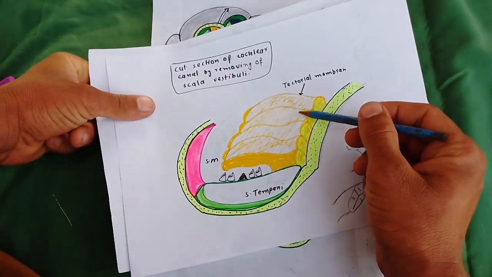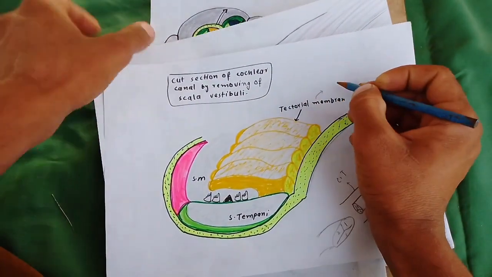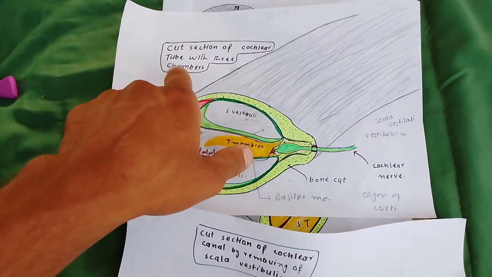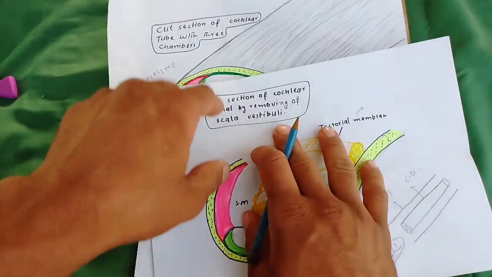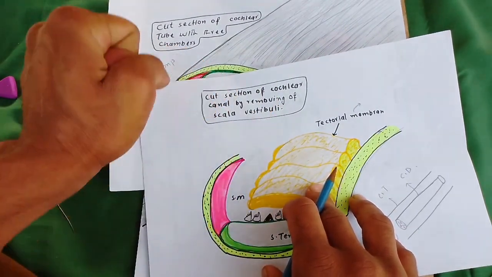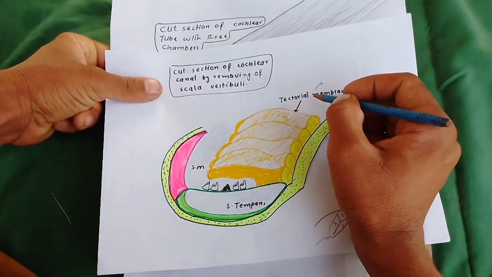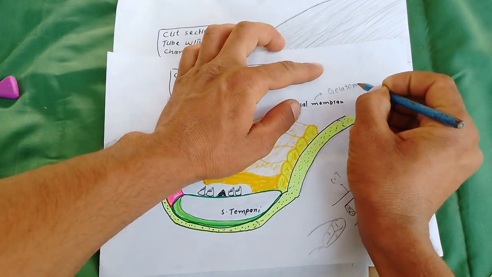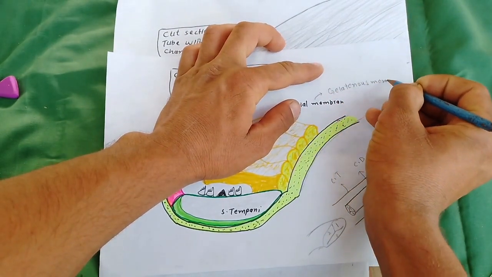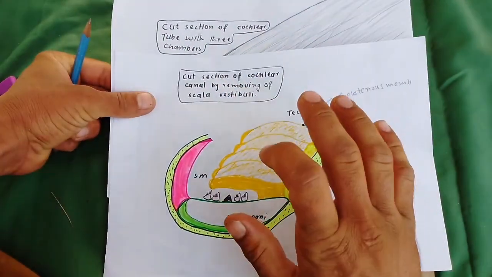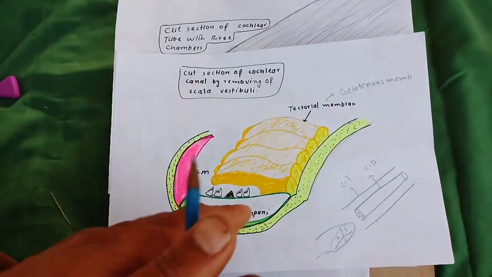So the tectorial membrane. What is the tectorial membrane? This is the cut section of the cochlea with 3 chambers. This is the cut section of the cochlear canal, with the scala vestibuli, the uppermost chamber, removed. The tectorial membrane is a gelatinous membrane which covers the scala media all over its length. What is its function? I will discuss later.